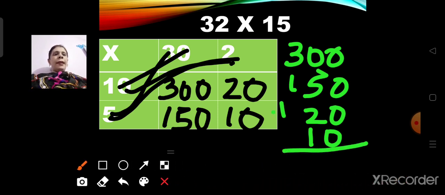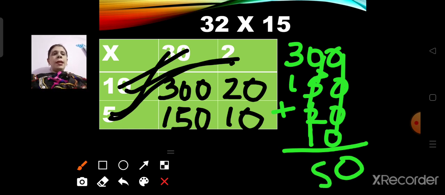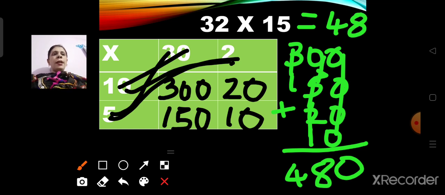Now I will add. 0 plus 0 will be 0. 0 plus 5 will be 5. 5 plus 2 will be 7. 7 plus 1 will be 8. 3 plus 1 will be 4. That means when I multiply 32 into 15, I get my answer 480. Okay children, understood? Now next.